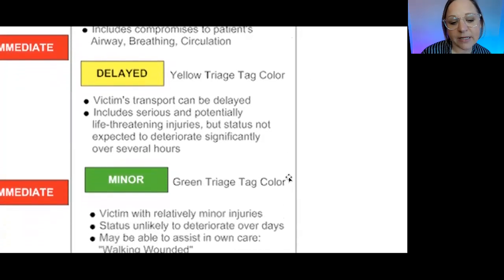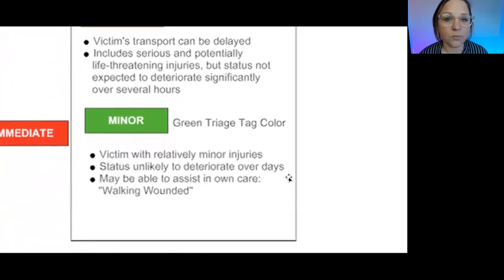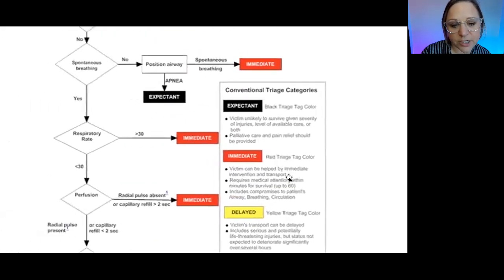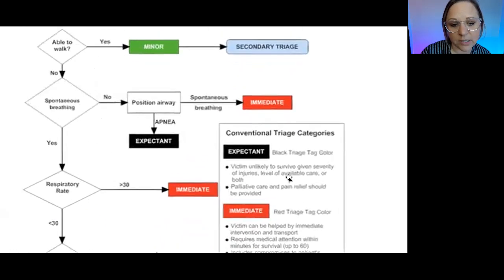And then finally, green is your walking wounded. They are victims with relatively minor injuries. Their status is unlikely to deteriorate over the next few days, and so they can probably assist with their own care, help each other, and wrap each other's wounds. We are not going to be giving them much attention right now. And so you're going to use this algorithm to quickly triage them.